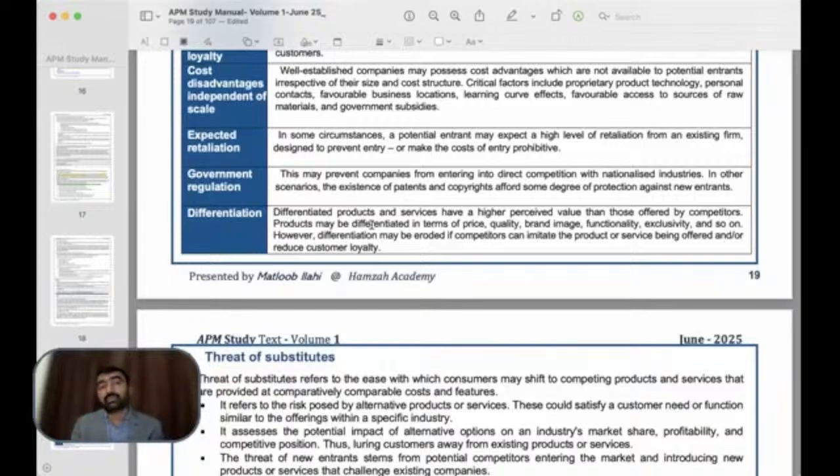And then the last point is differentiation. For example, differentiated products and services that are considered higher value if they are offered by competitors. So a product may be differentiated in terms of price, and differentiation may be eroded if competitors can imitate the products or services being offered. The point is that if existing players already have their differentiation strategy, it would be difficult for the new player to make a space in such a competitive environment.